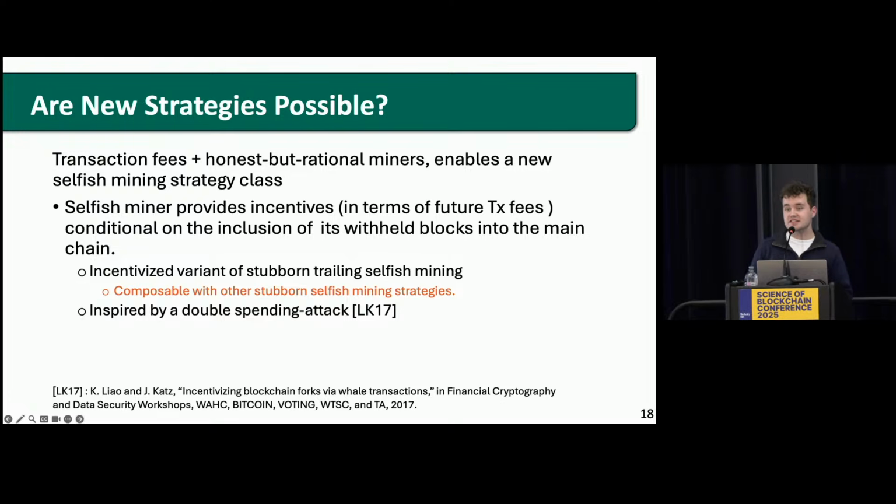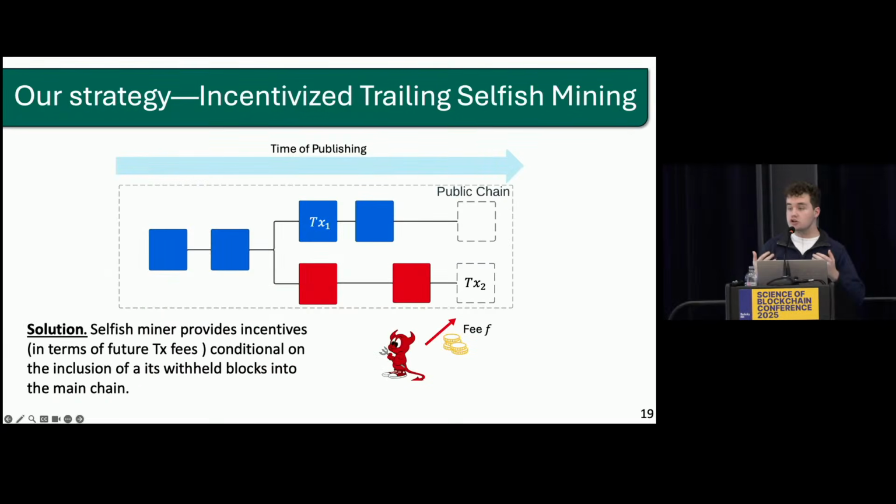We find that the presence of non-honest miners alongside transaction fees can open the door for new strategies that can actively incentivize rational miners to favor the selfish miner's chain. And our strategy to do this is inspired by the mechanics of a double spending attack. More specifically, our attack is an incentivized variant of stubborn trailing selfish mining and remains fully composable with the other strategies in the stubborn selfish mining family. So our strategy combines trailing selfish mining with mechanics of a double spending attack.